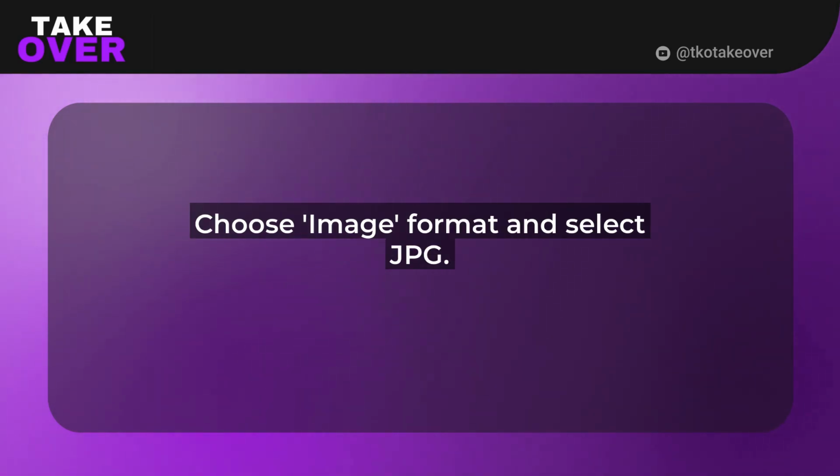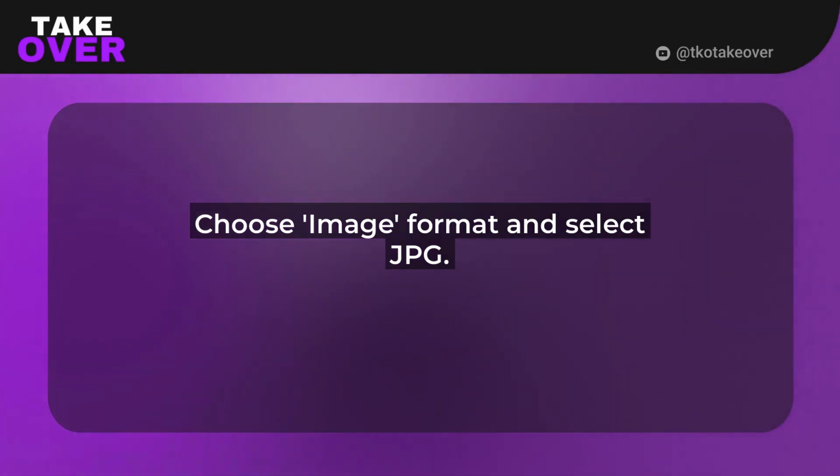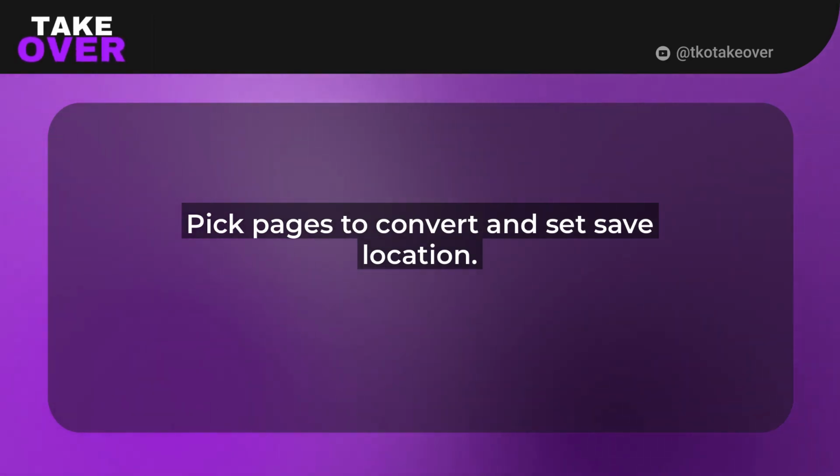Next, click on the Export button, and a dialog box will pop up asking you to choose a location on your computer to save the files. Pick a folder, name your file, and hit Save. Depending on the size of your PDF, this might take a few seconds. Once it's done, you'll have your PDF pages converted into individual JPG images, perfect for editing in other programs like Photoshop or sharing online.